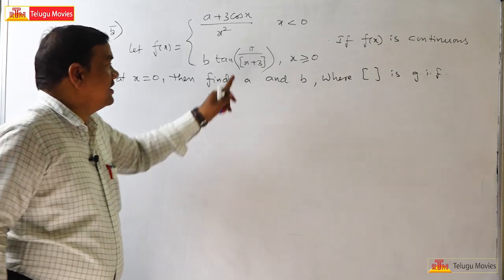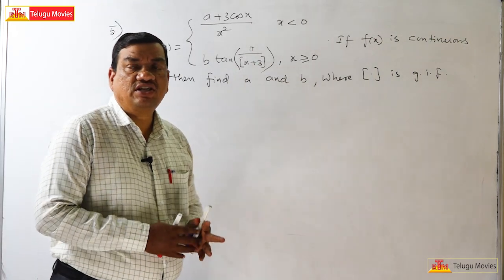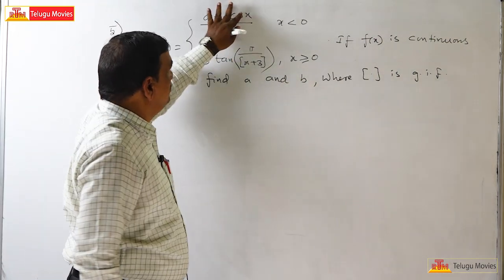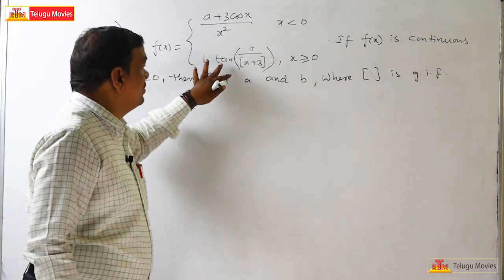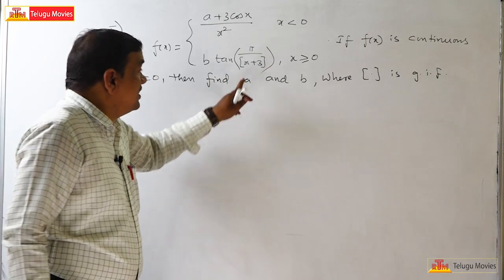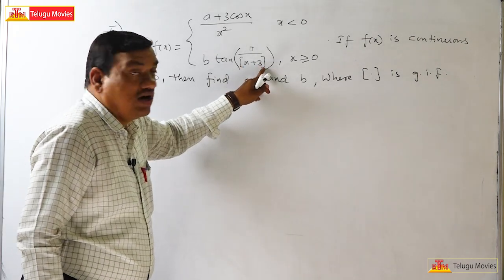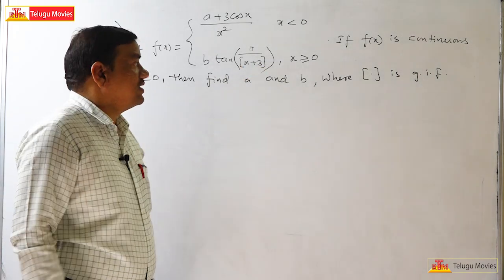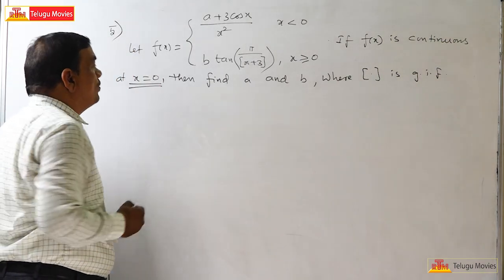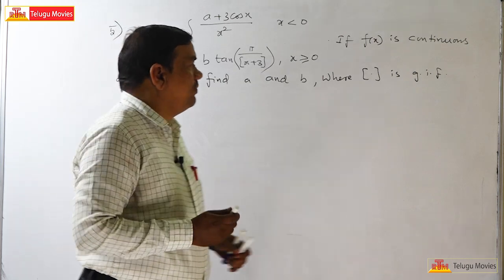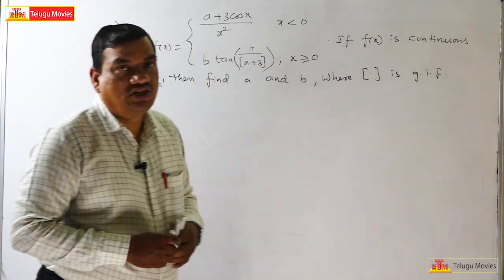Step of x plus 3 here where x greater than 0. The function is defined like that. If x is less than 0, the function is defined like this. If x is greater than or equal to 0, the function is defined like this. But observe here, it is not an ordinary bracket, it is the step function of x plus 3. If f of x is continuous at x equal to 0, then find the values of a and b, where [ ] is the greatest integer function.